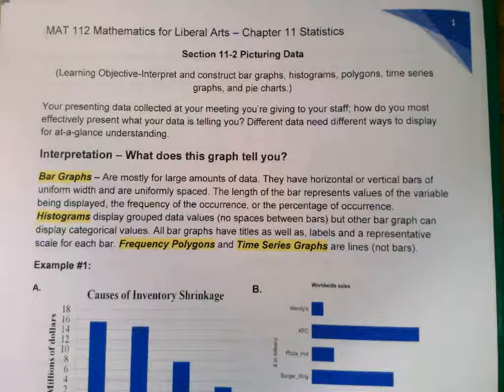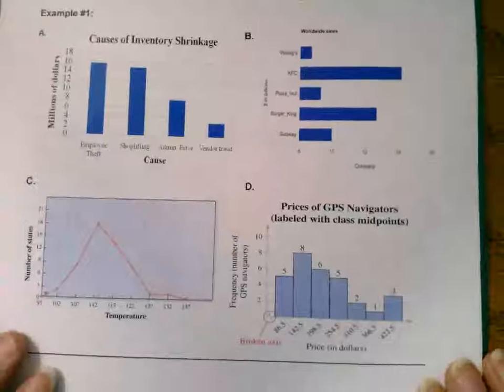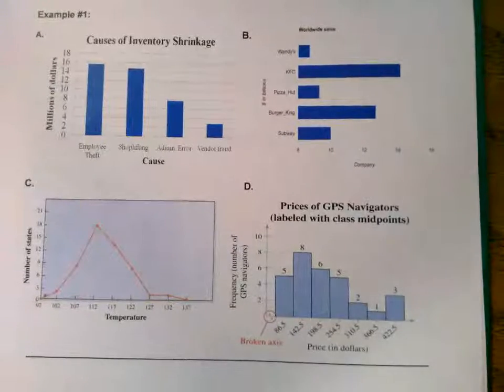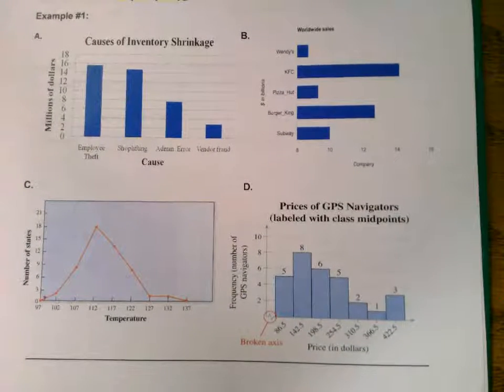All bar graphs have titles as well, labels, and a representative scale, horizontally and vertically. Okay. Frequency polygons and time series graphs are lines, not bars, and obviously a pie is a round thing. So let's look at some of these and interpret some of these. Okay. You should be able to look at the graph and understand what's going on in the graph.